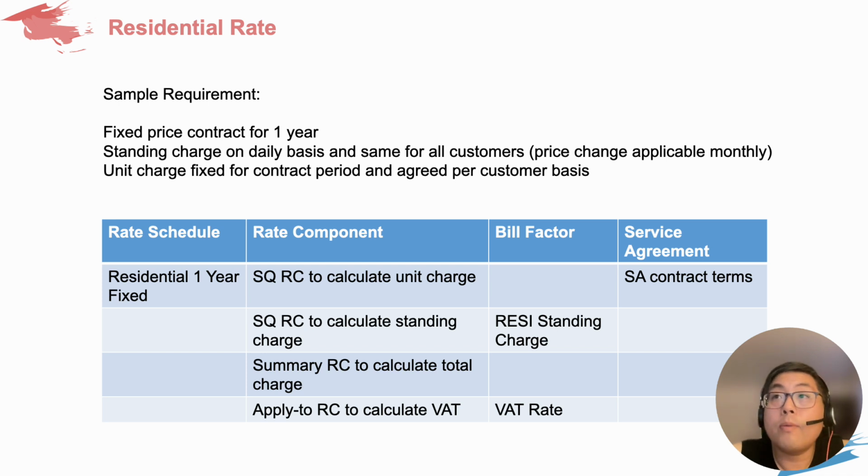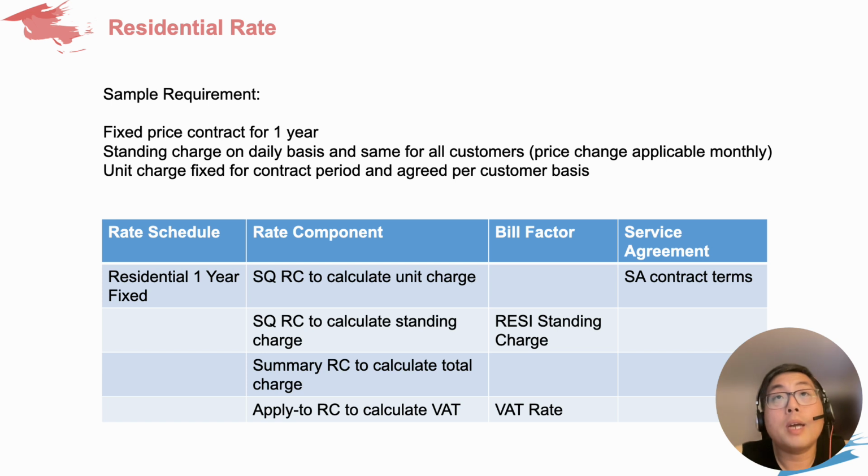Let's say we have one rate schedule. Let's call it residential 1 year fixed. And then we make it simple, one version. Now, how many rate components do we need? I think we need four.